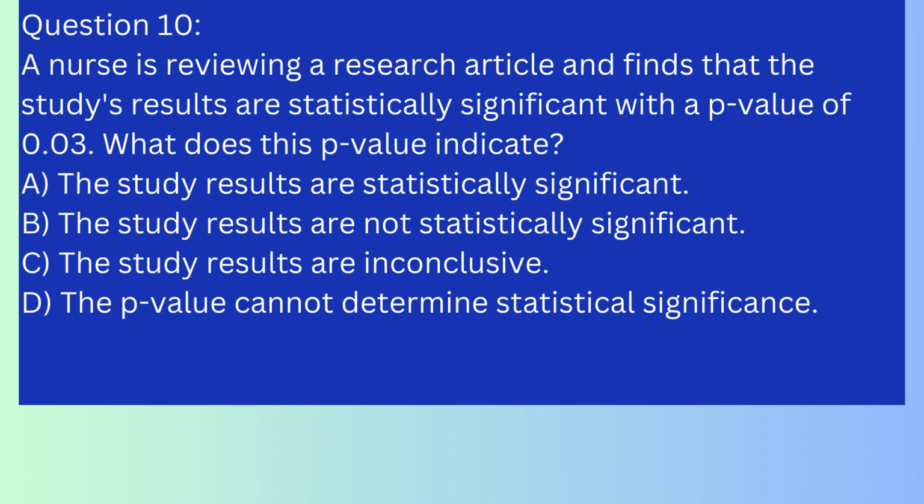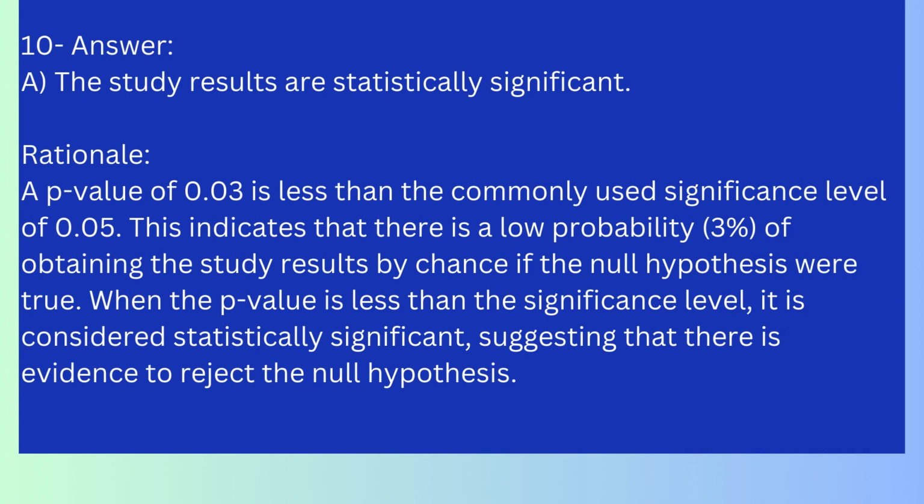A. The study results are statistically significant. B. The study results are not statistically significant. C. The study results are inconclusive. D. The p-value cannot determine statistical significance. Answer: A. The study results are statistically significant. Rationale: a p-value of 0.03 is less than the commonly used significance level of 0.05. This indicates that there is a low probability, 3%, of obtaining the study results by chance if the null hypothesis were true. When the p-value is less than the significance level, it is considered statistically significant, suggesting that there is evidence to reject the null hypothesis.